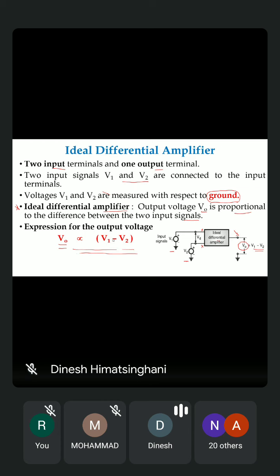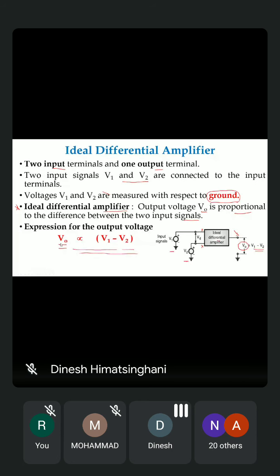Once again, I want to finish off this topic. Look at the ideal differential amplifier block diagram. There are two input voltages, V1 and V2, both connected to the input terminals of the differential amplifier. There is one output terminal, which is V0. The input voltages V1 and V2 are measured with respect to ground. What does an ideal differential amplifier do? The output voltage V0 is proportional to the difference between the two signals. So here you see it is V1 minus V2. The general expression for the output voltage is V0 proportional to V1 minus V2.